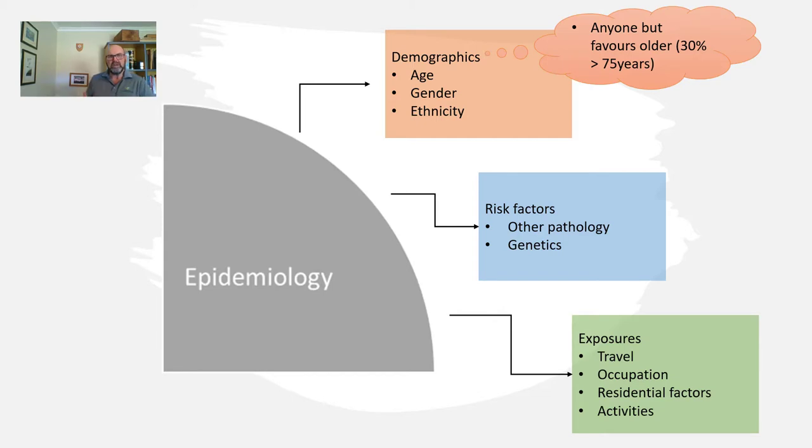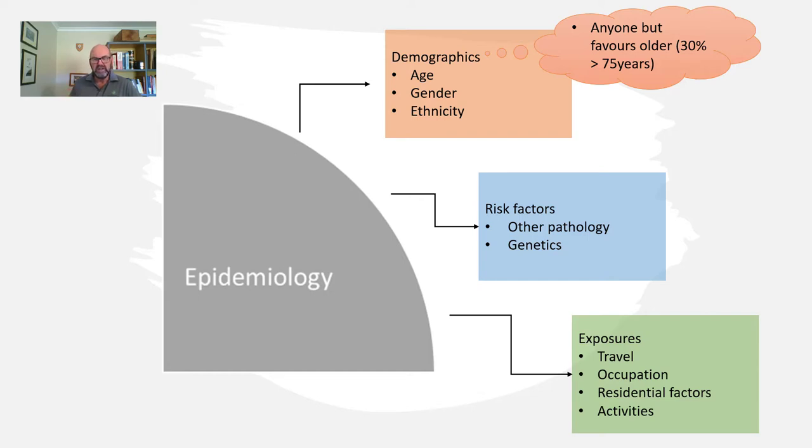In terms of demographics, it appears that anybody could get a community-acquired pneumonia, but really 30% of the people with this condition are quite often 75 years or older. It is slightly more prevalent in women than it is in men, but not to the extent that it will become a distinguishing characteristic of the disease. And there do not appear to be any specific ethnic predisposition towards getting a community-acquired pneumonia.